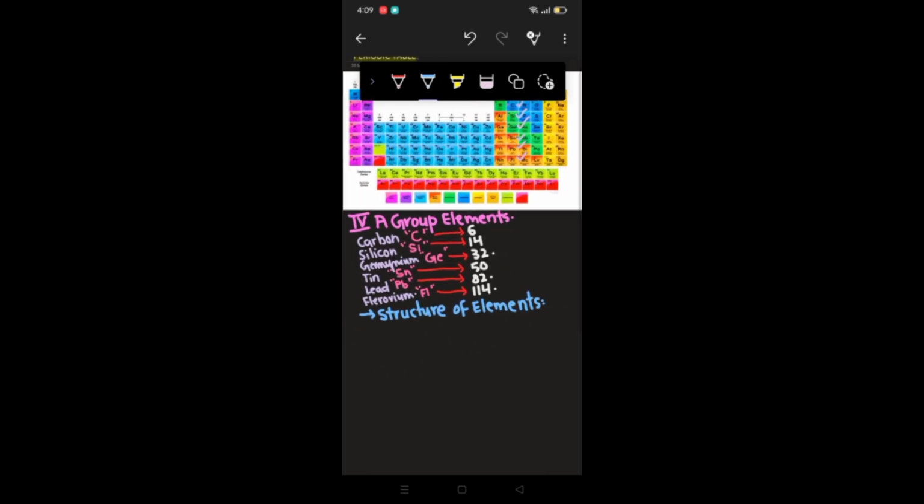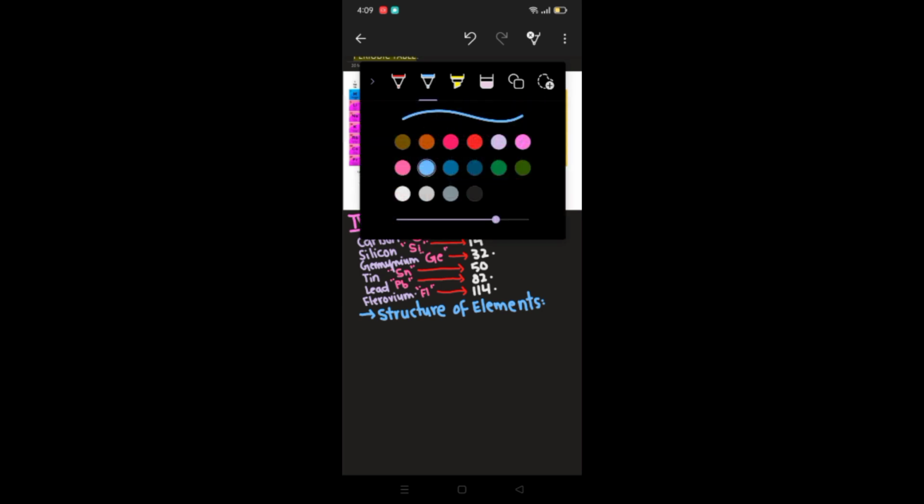First of all, we are going with the element carbon, because carbon has an atomic number of 6, so we can look at it. So we know that, wait, let me write here.